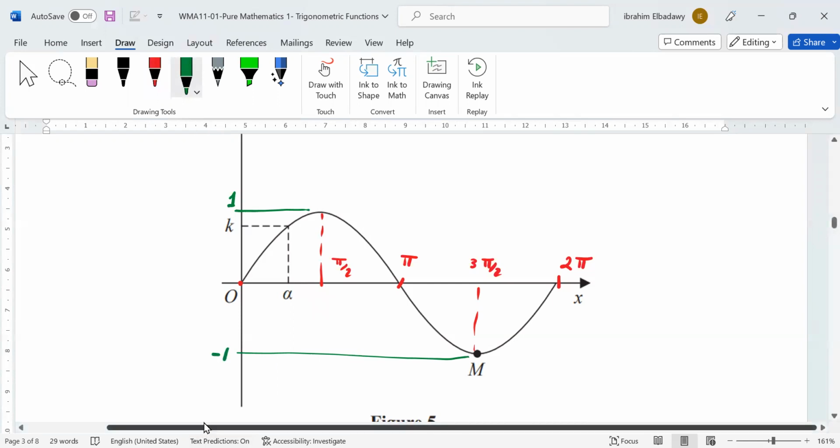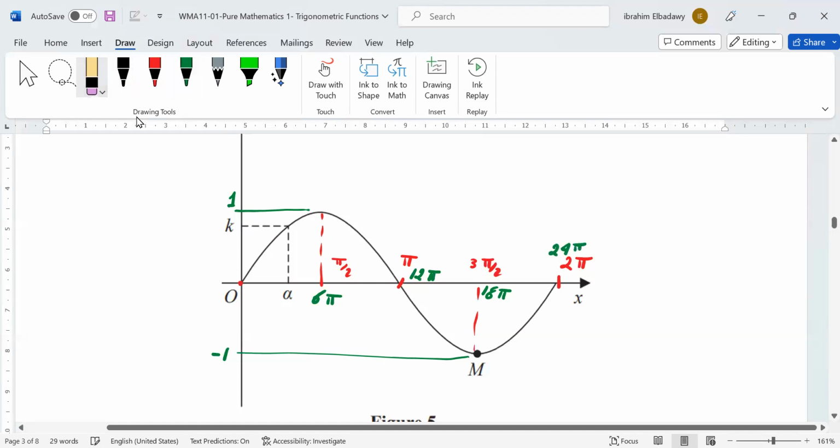This is 1 and the -1. So what about the angle? Actually, the angle x works the opposite way. For example, x divided by 12, but you have to multiply all x values by 12. Okay? If you multiply pi over 2 times 12, it will be 6 pi. Pi times 12, it will be 12 pi. 3 pi over 2 times 12, it will be 18 pi. 2 pi times 12, it will be 24 pi.